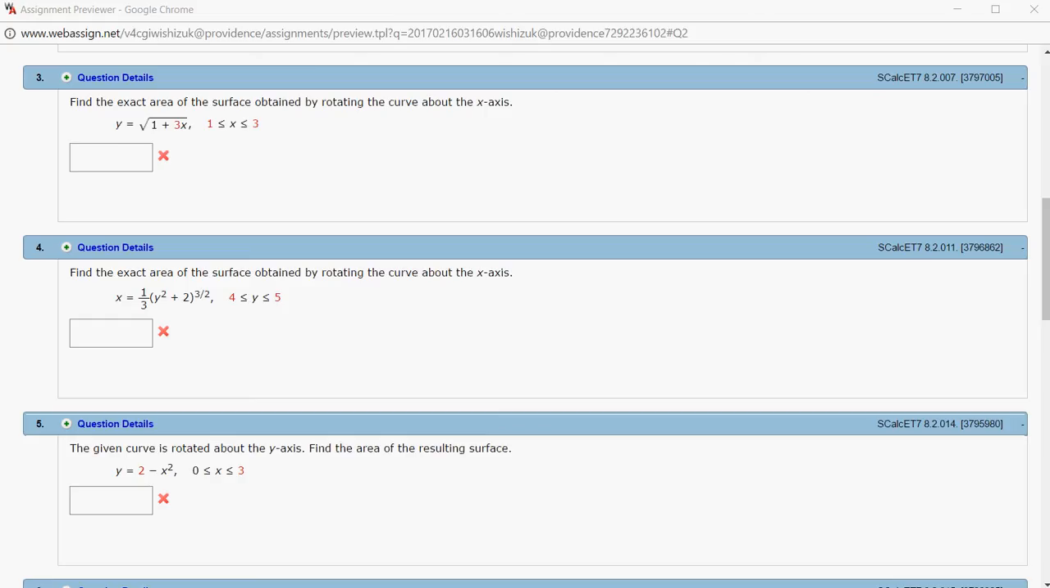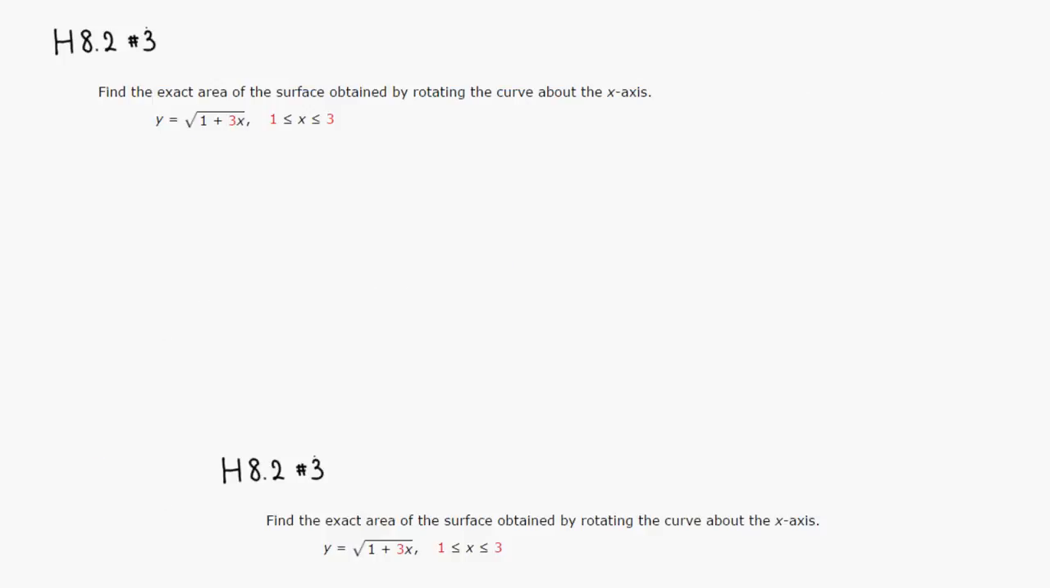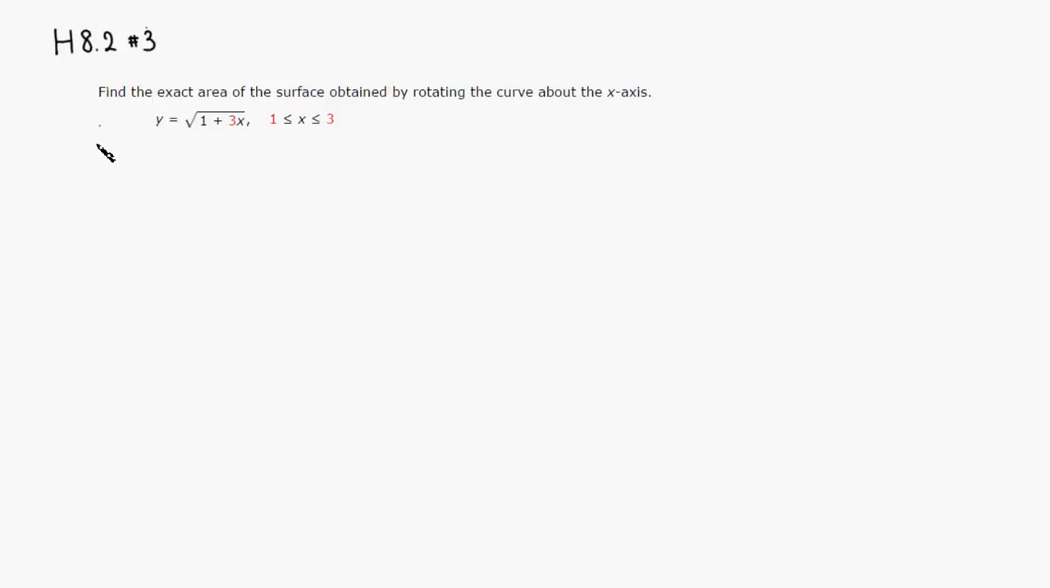Alright, let's look at homework 8.2, problem number 3. Let's set up the integral here. As usual, S is going to be equal to 2 pi, and the integral goes from 1 to 3, so that's easy. And the radius is just a function value since it's rotated about the x-axis: 1 plus 3x. Then we just have to do the arc length formula, so let's do that.